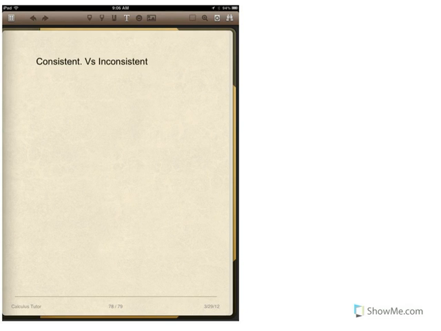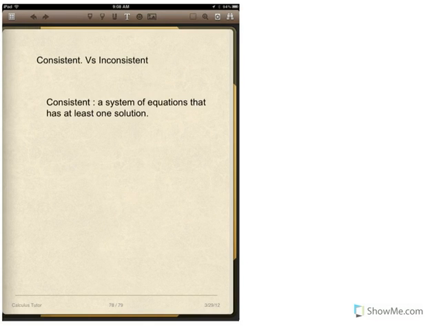Today we're going to explore consistent versus inconsistent systems of equations. A consistent system of equations is a system of equations that has at least one solution. That means they intersect at least one point.